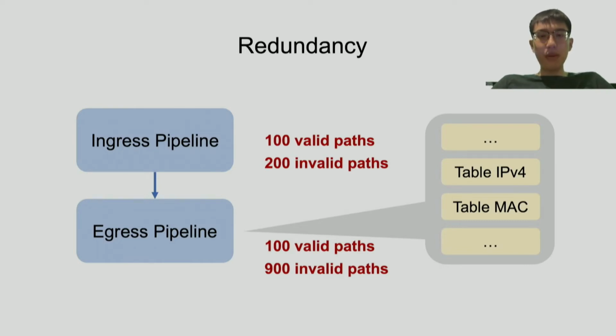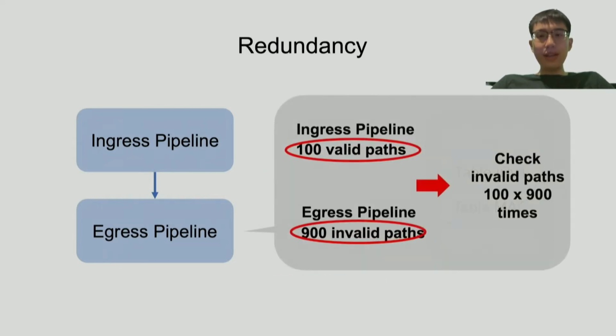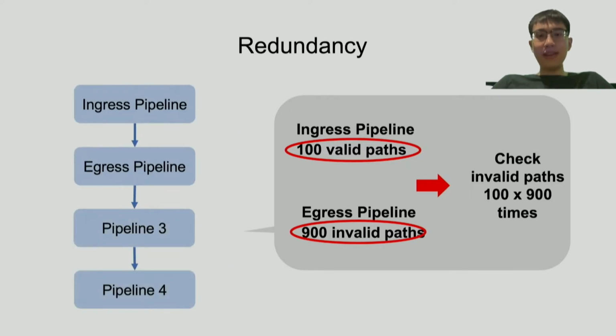Here comes the problem. When we conduct DFS on the control flow graph, 900 invalid paths in the egress pipeline will be checked invalid for 90,000 times, because each valid path in the ingress pipeline repeats its procedure for 100 times. It's a big waste of time. This redundancy even explodes as a combination of pipelines in large programs.